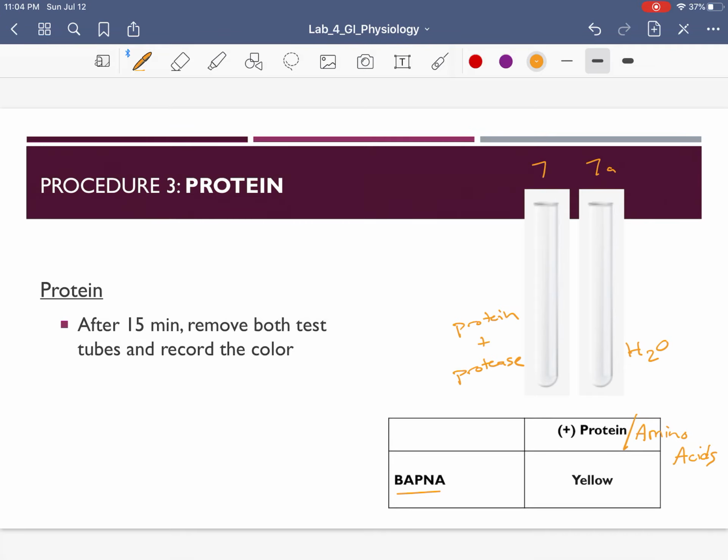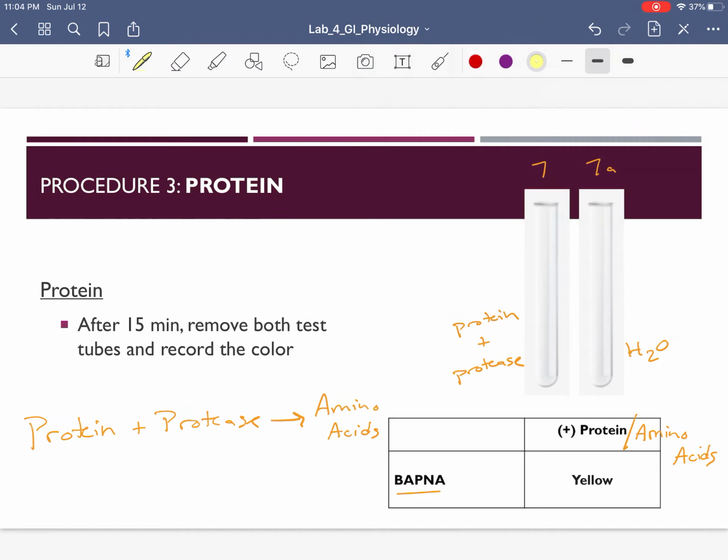Because, remember, from the very beginning, what is the overall point of this lab? We take a nutrient, in this case it's protein, we add the enzyme, which in this case is protease. Enzymes speed up the chemical digestion of the nutrient. And what is protein going to be chemically digested down into? What are the smallest structural pieces of proteins? Amino acids.